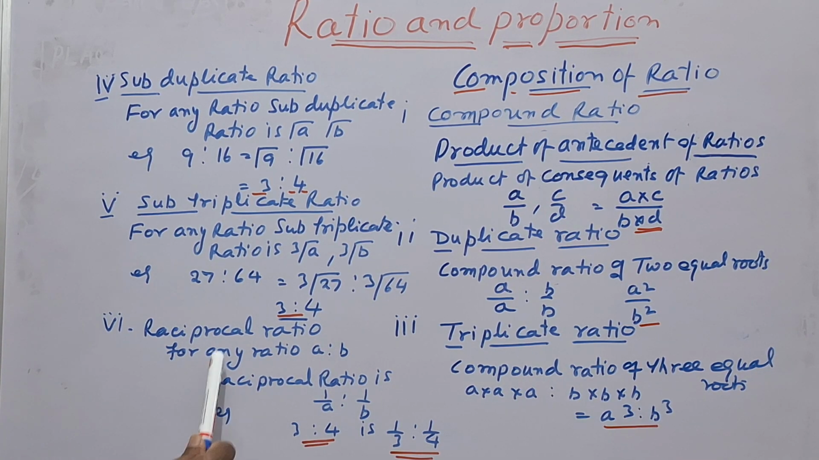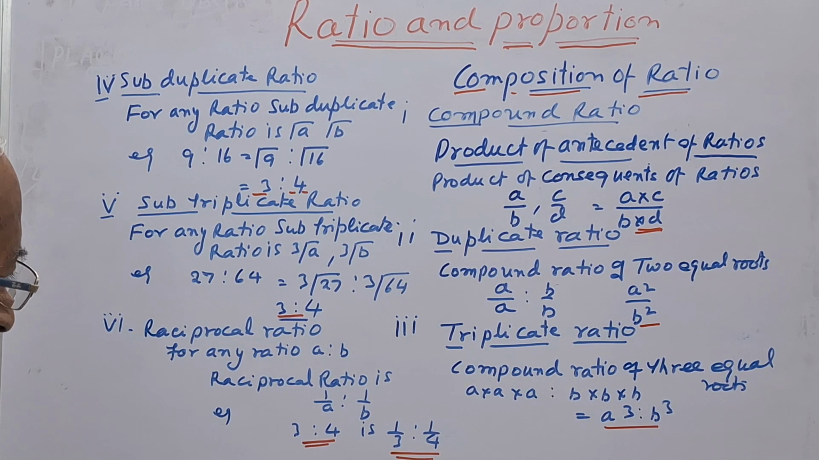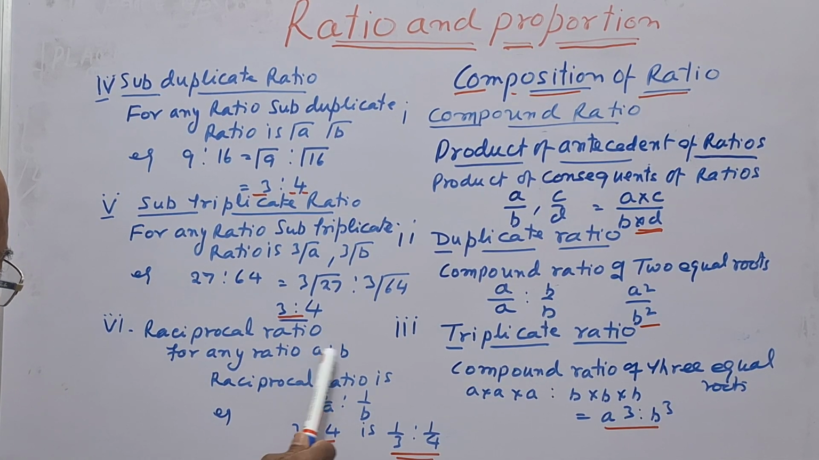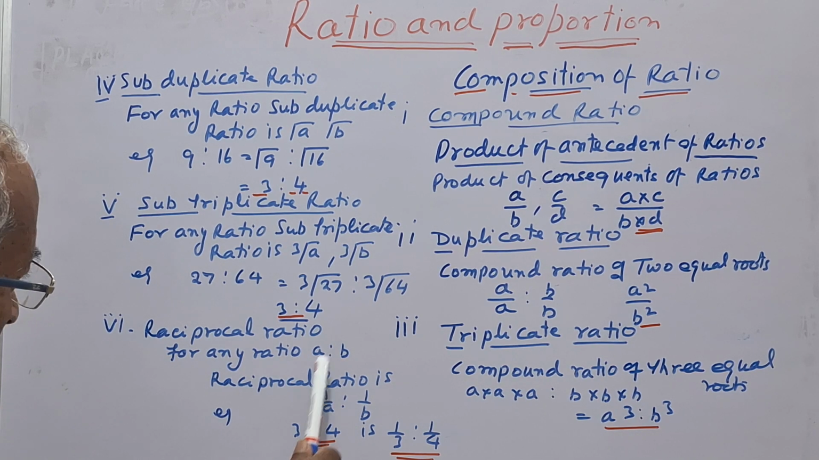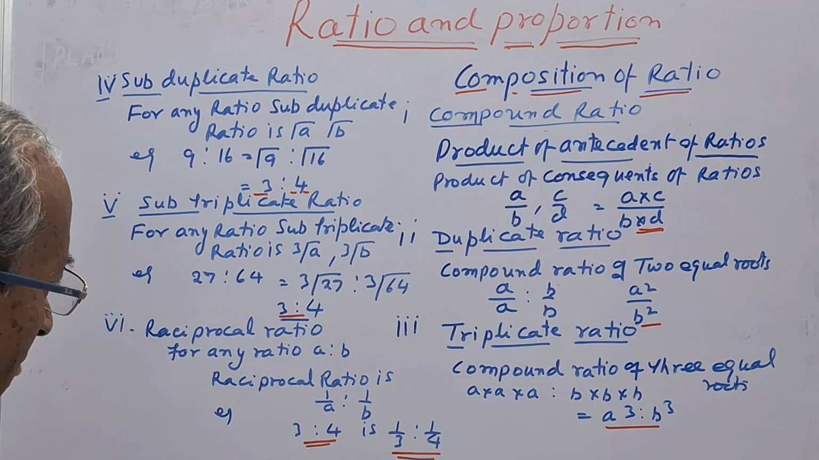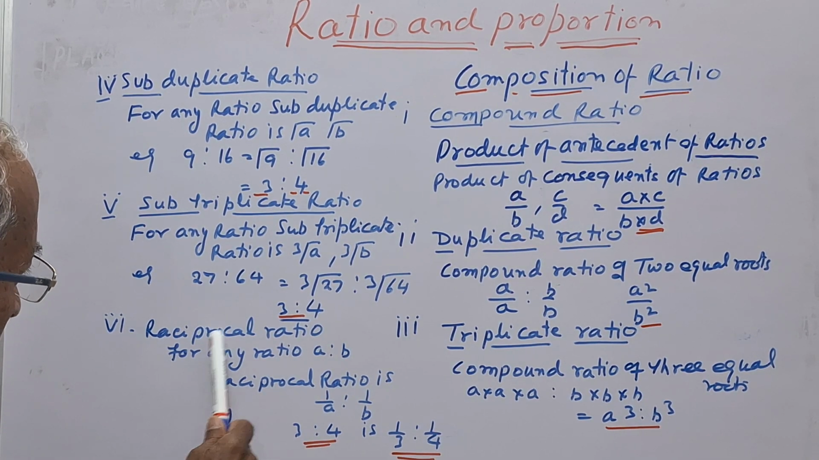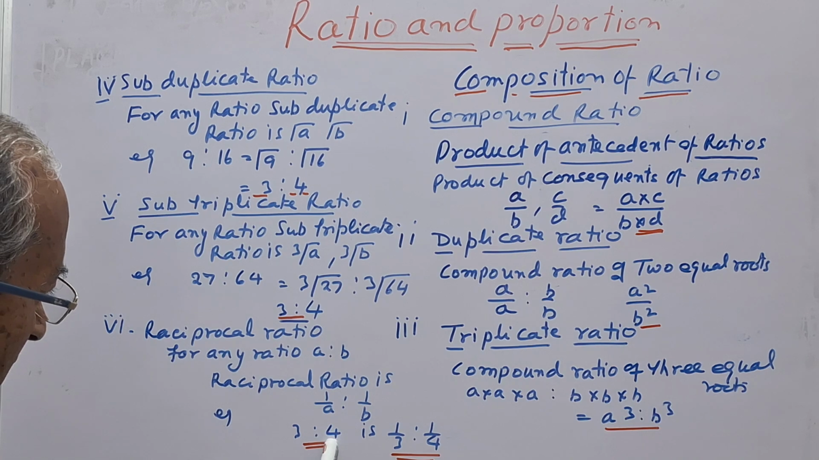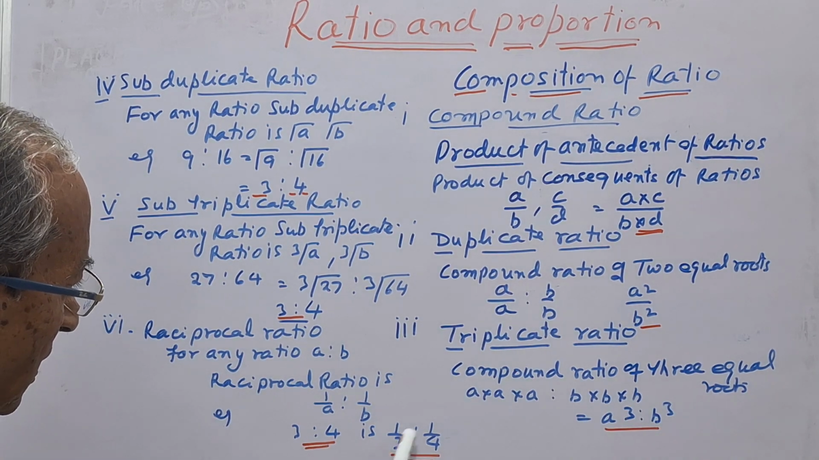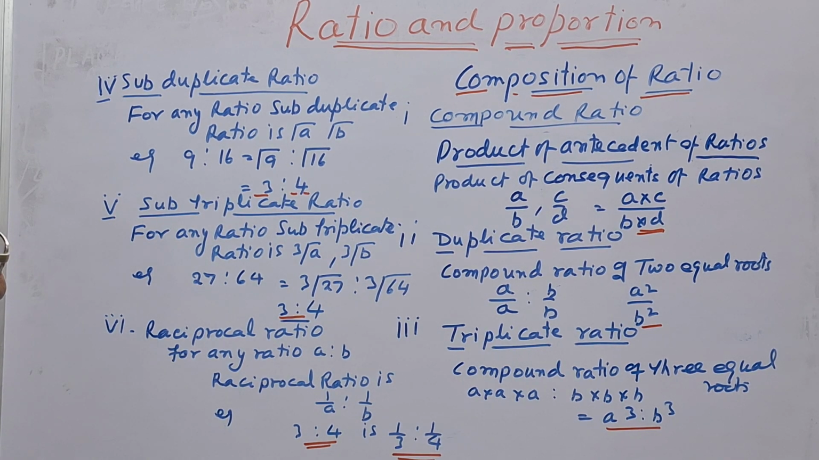And the reciprocal ratio is the reciprocal of any ratio. If A:B is the ratio, then the reciprocal is 1 upon A to 1 upon B. So if 3:4 is the ratio, then the reciprocal will be 1 upon 3 to 1 upon 4. So these are some properties in the composition of ratio.